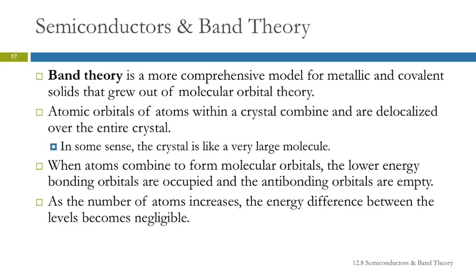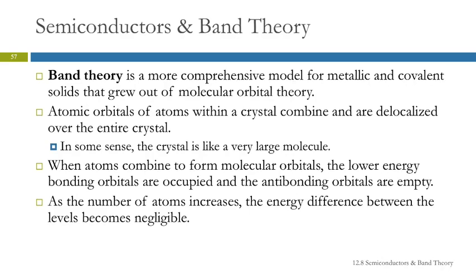So molecular orbital theory, if you remember, was where we were taking an orbital from each of the atoms and combining them into an orbital that was shared over the entire molecule, and we get the bonding and the anti-bonding orbitals. If nothing else, I hope you at least remember a summary like that of what molecular orbital theory was. So the atomic orbitals of each of the atoms in a given crystal combine, and they are delocalized over the entire crystal. In some sense, a crystal is like a very large molecule.